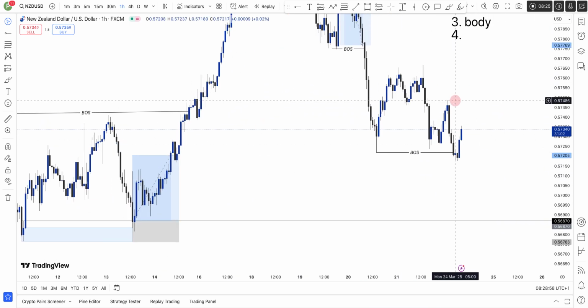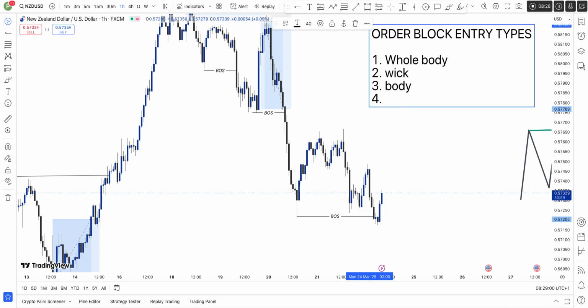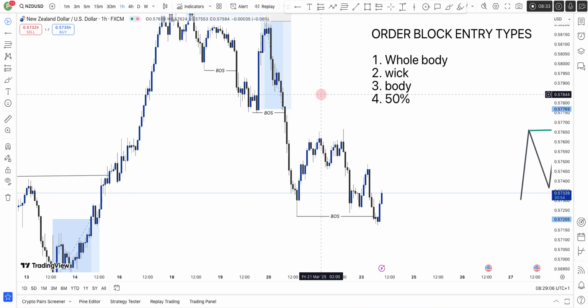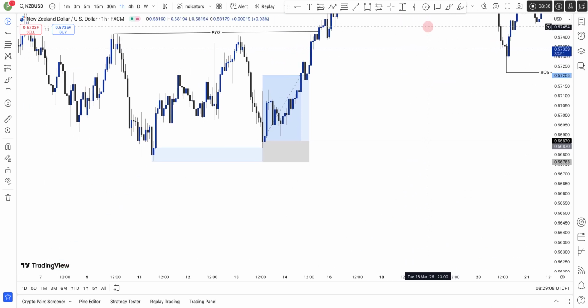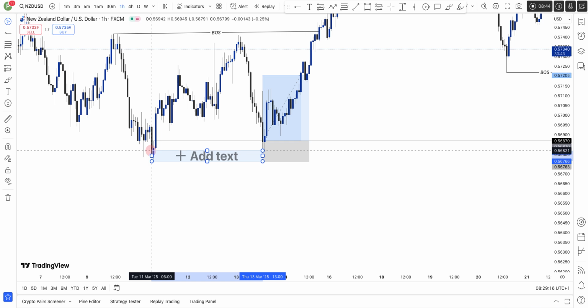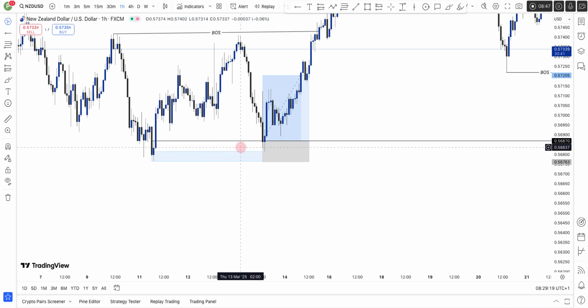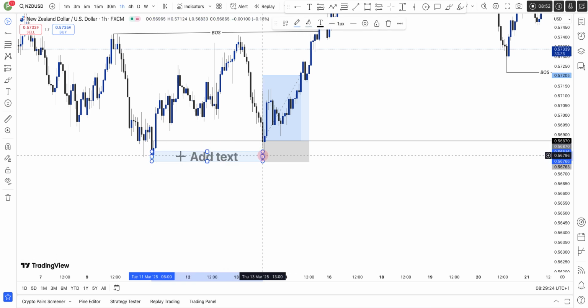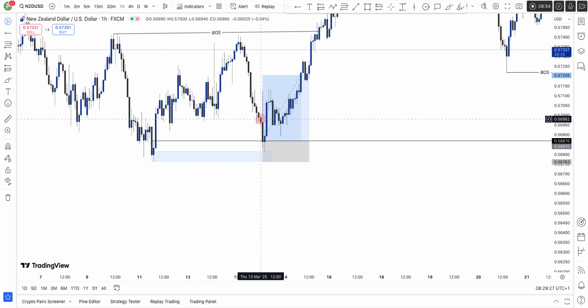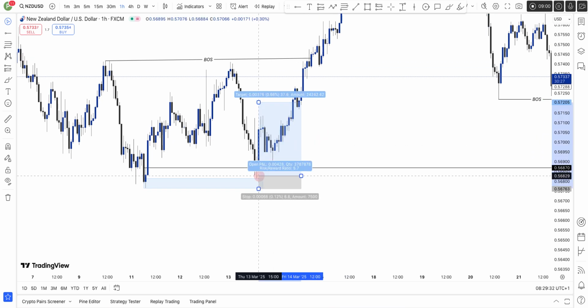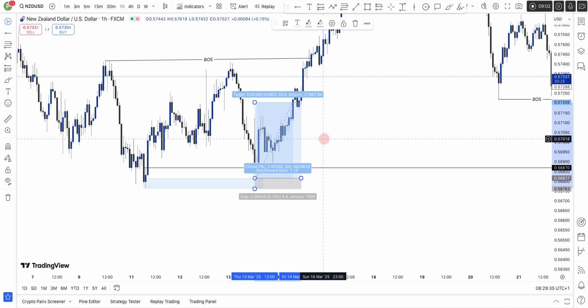Now, the last one you want to consider is 50% of the candle. This means you measure the whole candle and just use 50% as your entry. For example, this other block here, you can just decide to measure 50% of this whole candle, and you take the trade. Now, the downside of this 50% is sometimes you're going to be missing trades. But whenever you catch a trade, it's going to give you a very good risk to reward ratio.